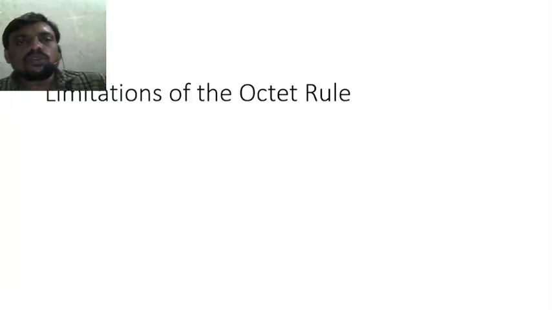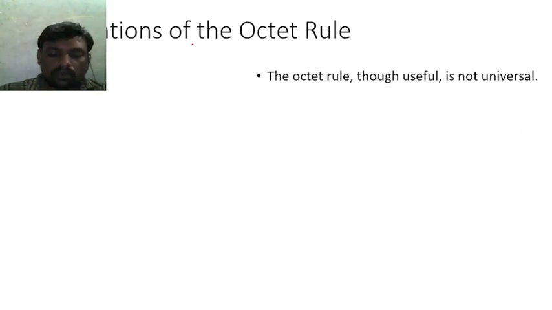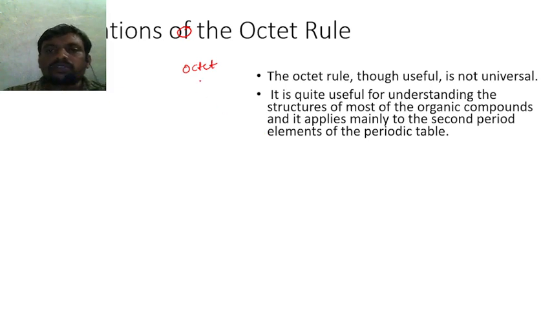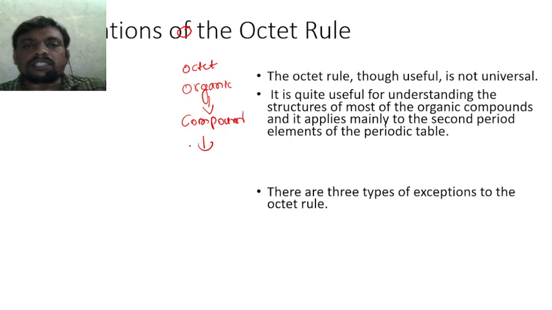So let us know the limitations of the octet rule. So far we have seen what the octet rule is. In this class let me explain the octet rule. Though it is not universally accepted, it is quite useful for understanding the structures of most of the organic compounds, especially carbon compounds, and it applies mainly to the second period elements of the periodic table.